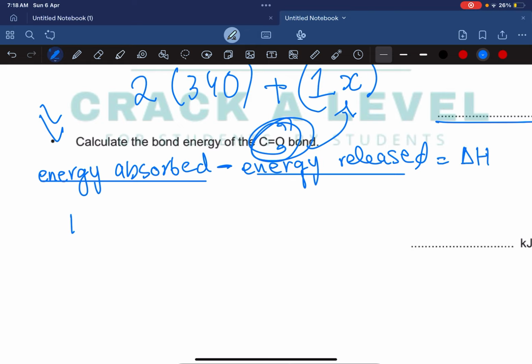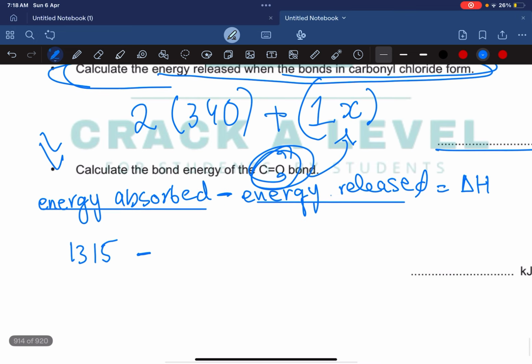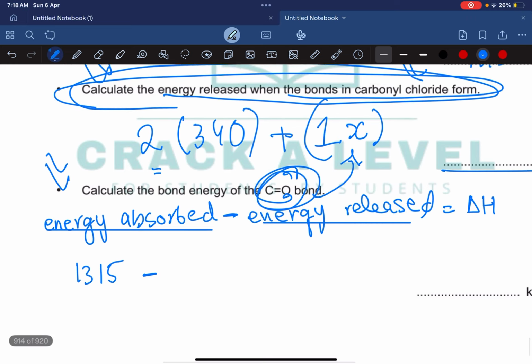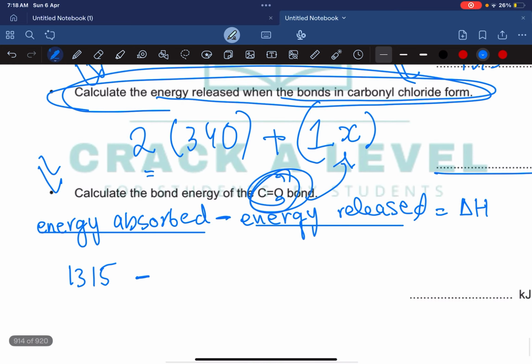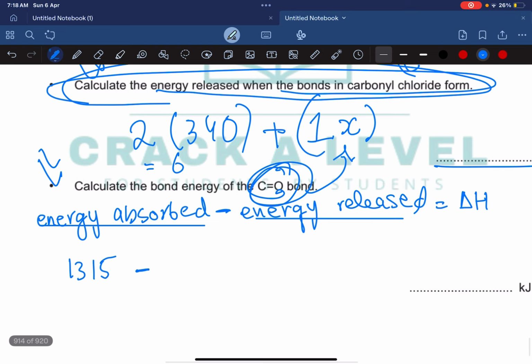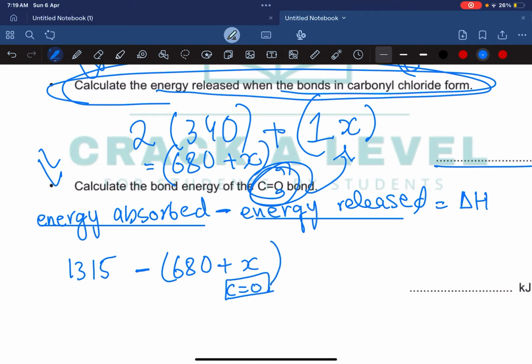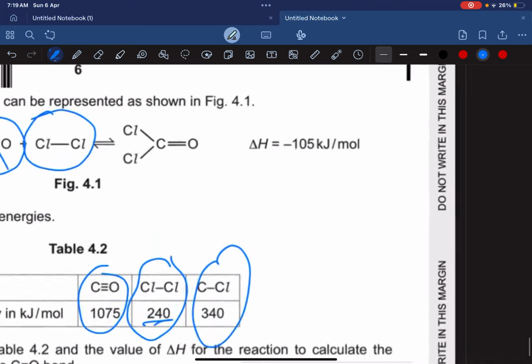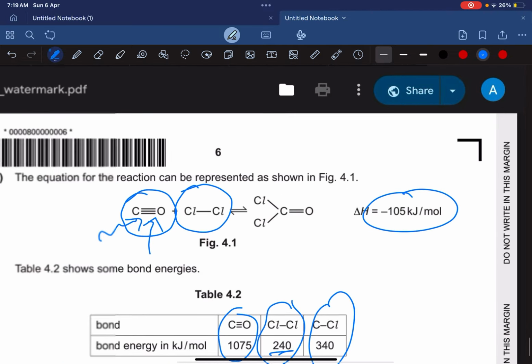Okay, energy absorbed we already have, 1315, which we calculated. The energy released was 2 times 340 plus x. Okay, what is 2 times 340? Let me show it. It's 680 plus x. We don't have the value for x, so we just write 680 plus x. X is basically the bond energy for the carbon oxygen double bond, which we don't have. So this gives us the enthalpy change, which is negative 105. This is given in the question.